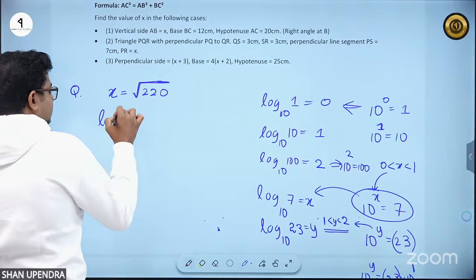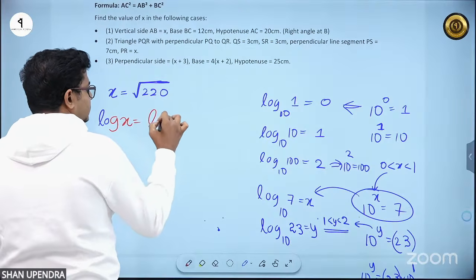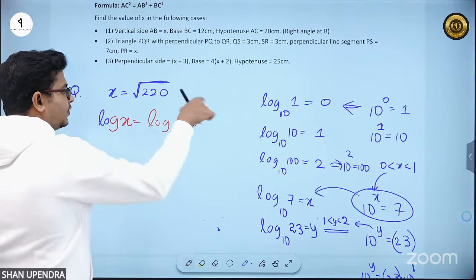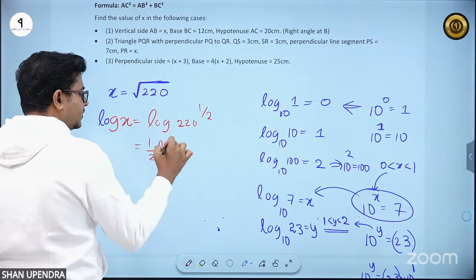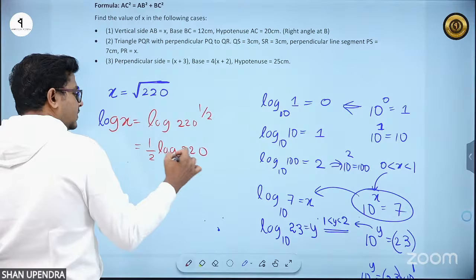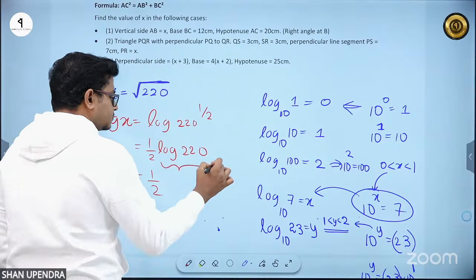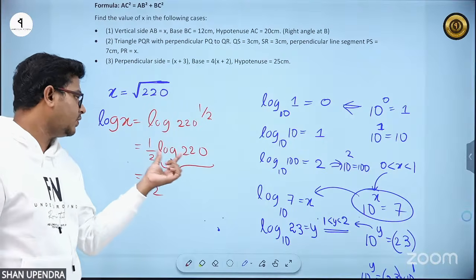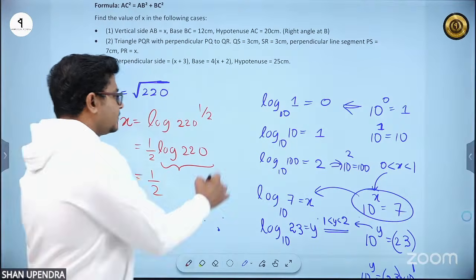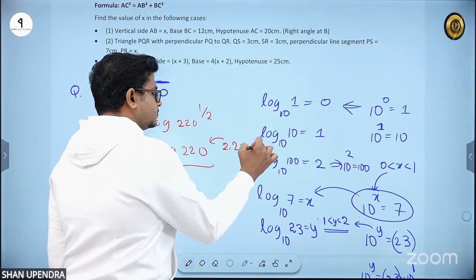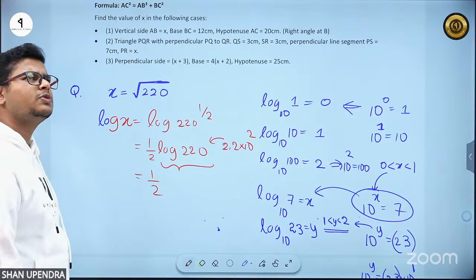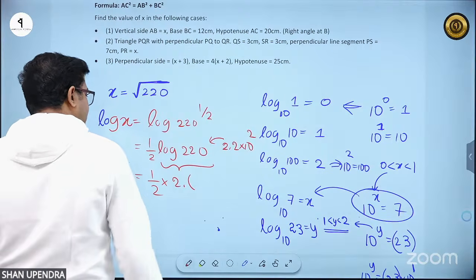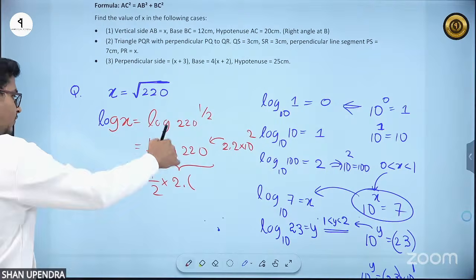Take the log from both sides. Log x equals log 220 to the power half. If there is a half power, you can take it in front of the log, so you get half log 220. Now use the logbook to find log 220. It's 2.2 in 10 to the power 2, so we can write it as 2 point something.